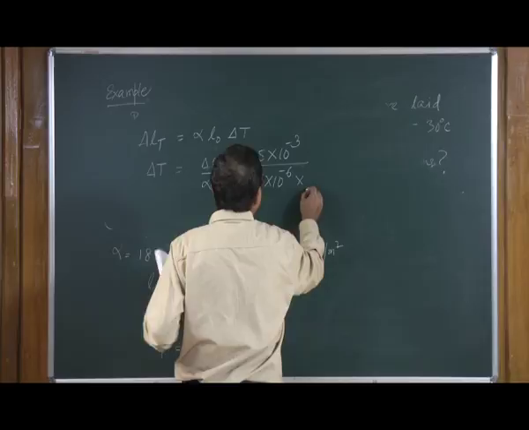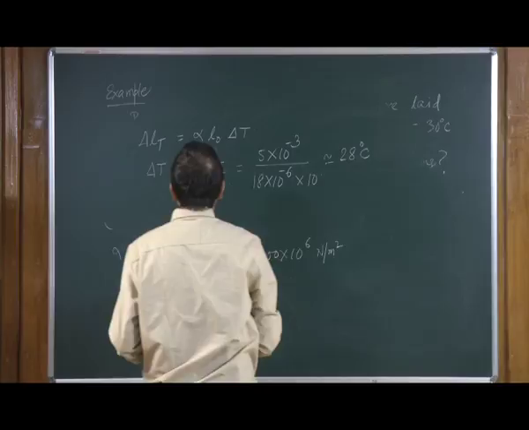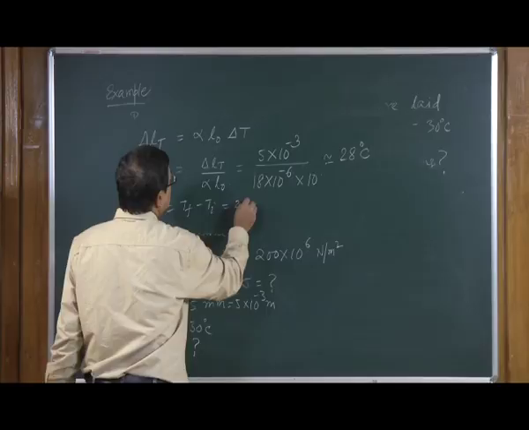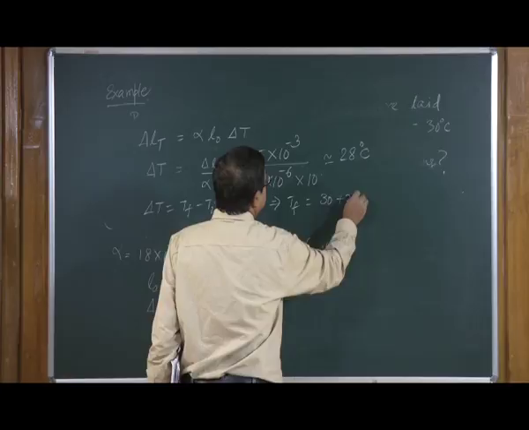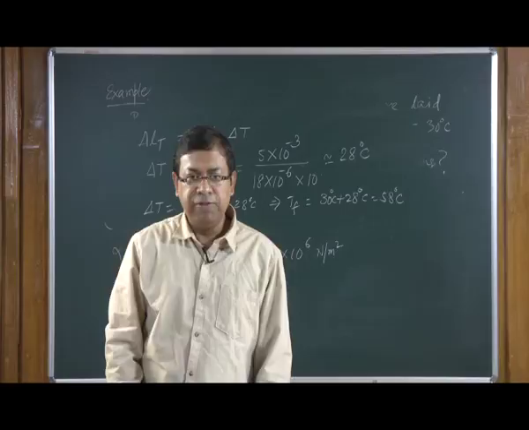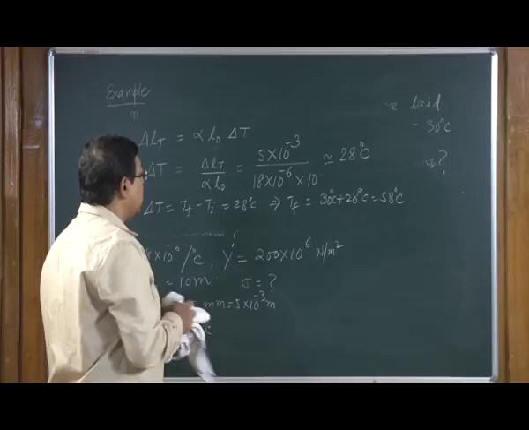Multiplied by 10 meters, this comes out to approximately 28 degrees centigrade, which means that delta T, which is equal to TF minus TI, is equal to 28 degrees centigrade. So TF is equal to 30 degrees, which is the initial temperature, plus 28 degrees, which becomes equal to 58 degrees centigrade. That means at a temperature of 58 degrees centigrade, this 5 millimeter gap will get completely covered, which means it will completely close, and this will of course cause a problem.